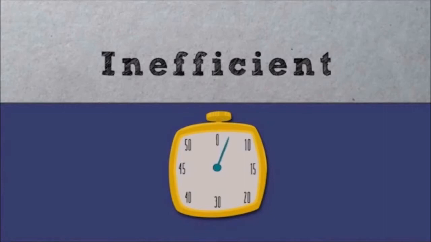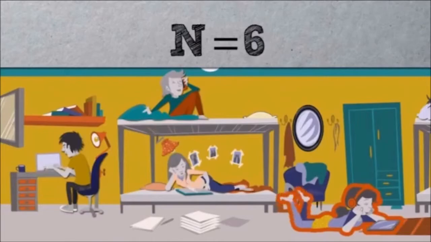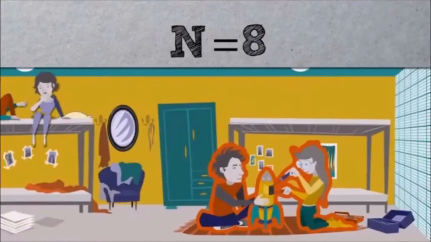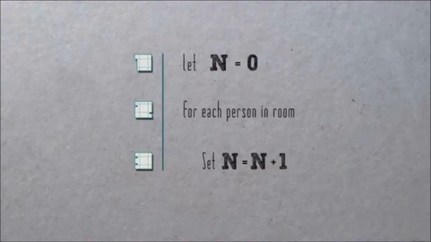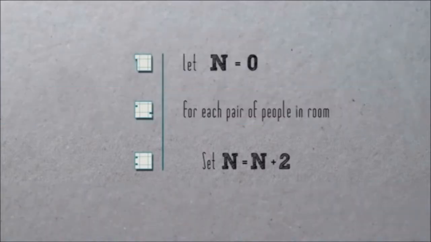Why not count 2 people at a time? Instead of counting 1, 2, 3, 4, 5, 6, 7, 8, and so forth, why not count 2, 4, 6, 8, and so on? It even sounds faster, and it surely is. Let's express this optimization in pseudocode. Let n equal 0. For each pair of people in the room, set n equal to n plus 2. Pretty simple change, right? Rather than count people one at a time, we instead count them two at a time. This algorithm is just twice as fast as the last. But is it correct?